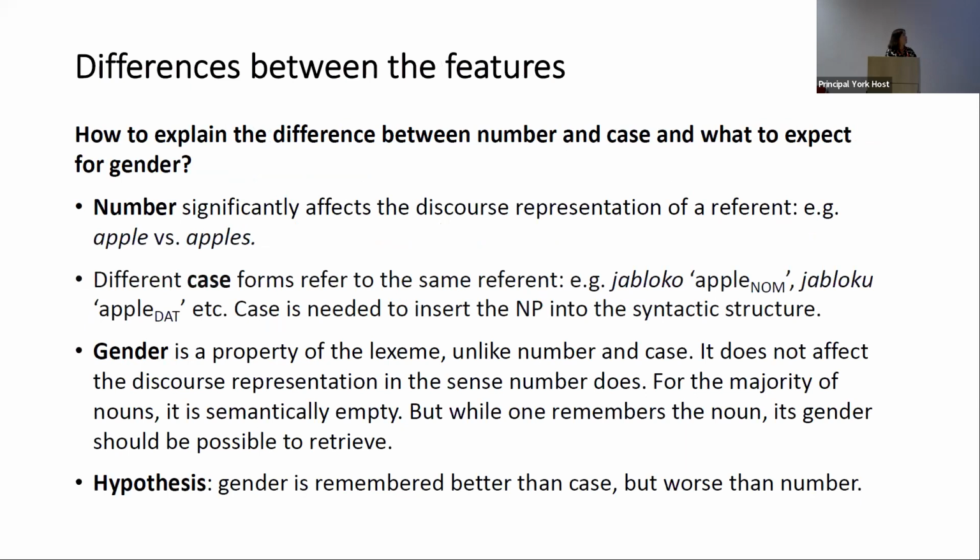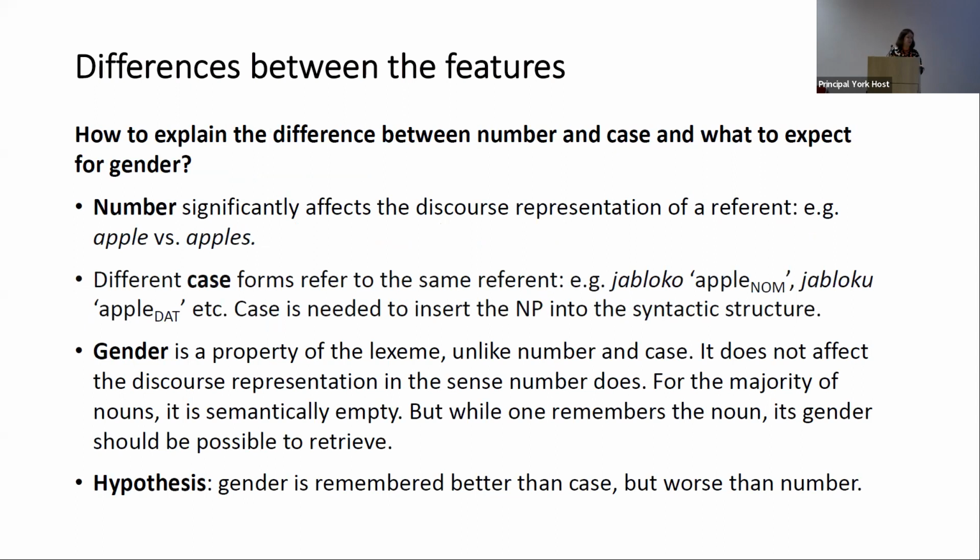So how do we explain the difference between number and case, and what can we expect from gender given this perspective? So number significantly affects the discourse representation of the referent. For example, if you have something like apple and apples, these are different things in your discourse picture. And different case forms always refer to one and the same referent.